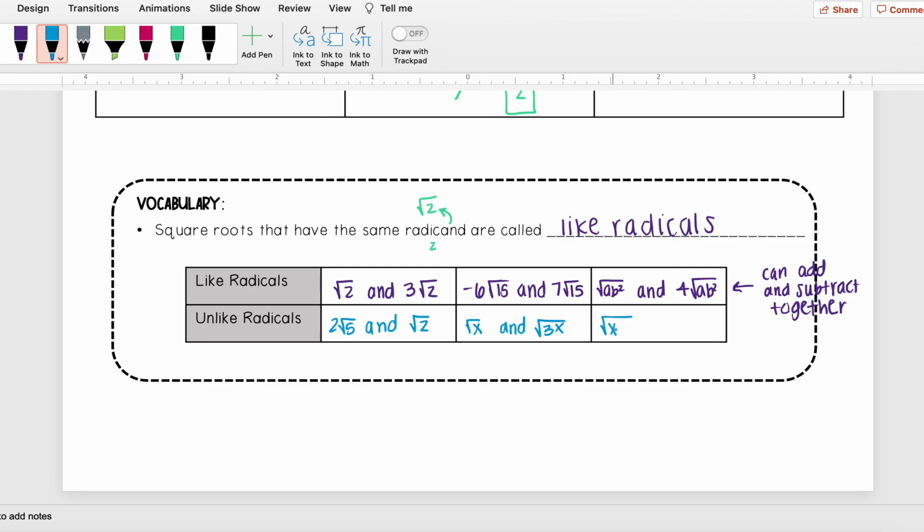So like if I had the square root of xy squared and the square root of x squared y, those would be unlike because the exponent of 2 is with a different variable. Here x is just x, but on the second one I have x squared. And same thing with the y's.